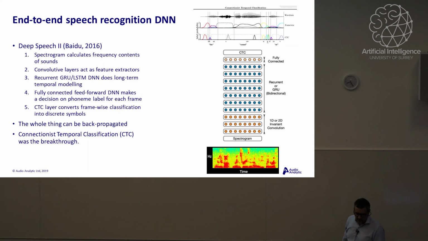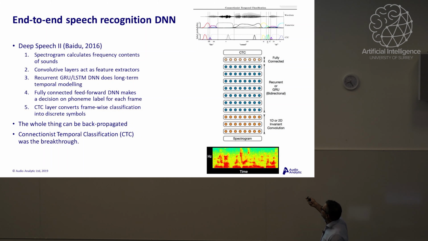So let's have a look at a fine example of software 2.0 in the domain of speech recognition. End-to-end speech recognition refers to end-to-end DNN-based speech recognition. So that's the Deep Speech model, which was invented by Baidu in 2016. I think now there's Deep Speech 3, so the new generation is coming out this year. This is a massive DNN with different types of layers assembled. They start from the spectrogram.